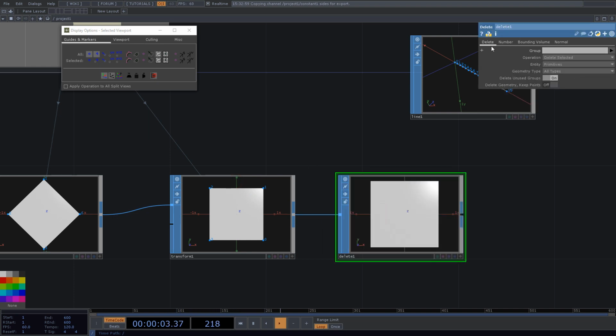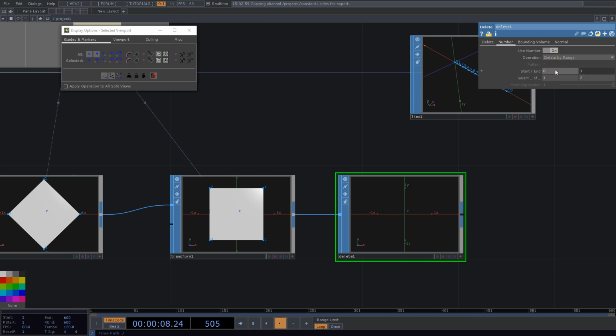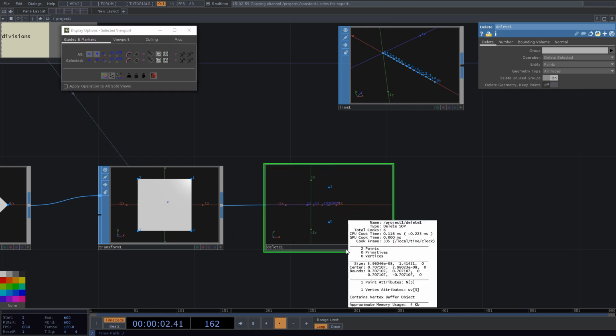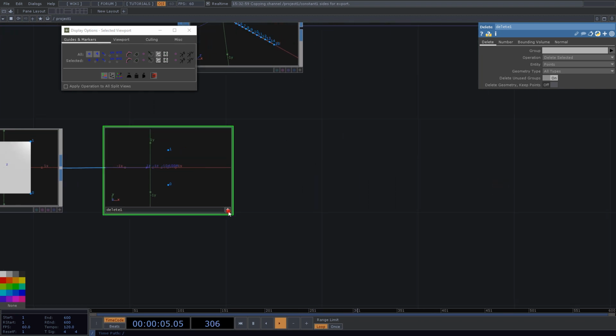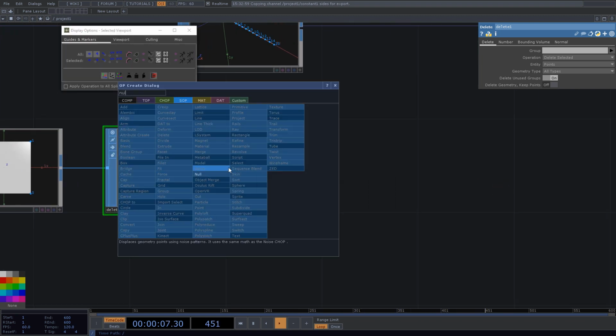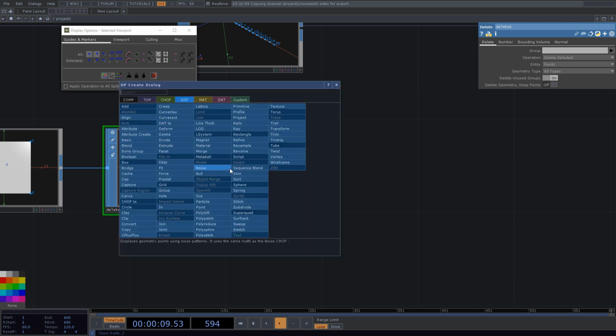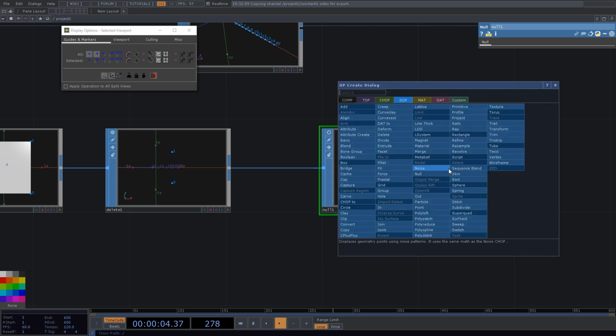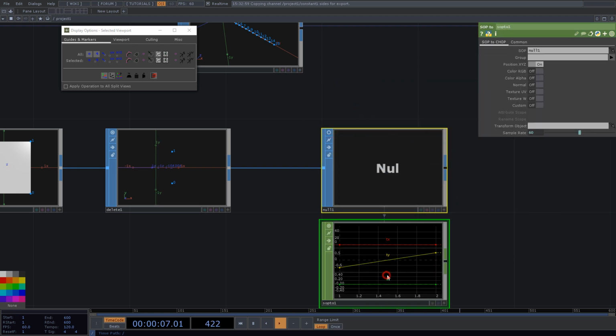For that we use delete SOP, and we go for range and set from 2. Okay, and here we need points. So let's see what we got. Yeah, we got 2 points, right? And now we take them out, and I use a null at the end of this line here, and I use a SOP to to take the points.